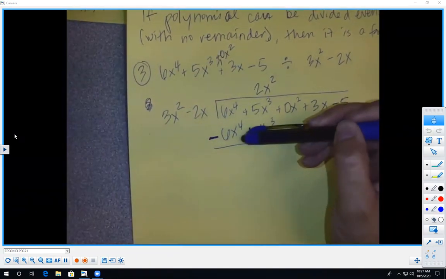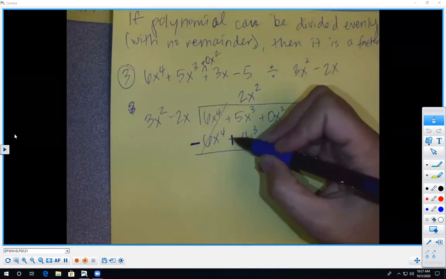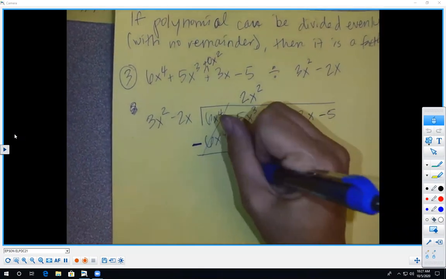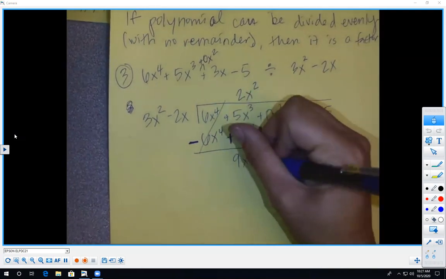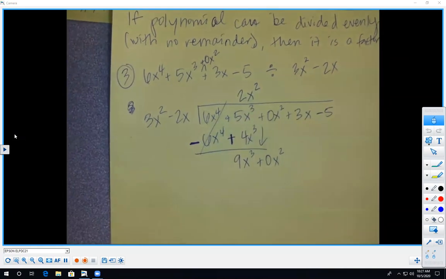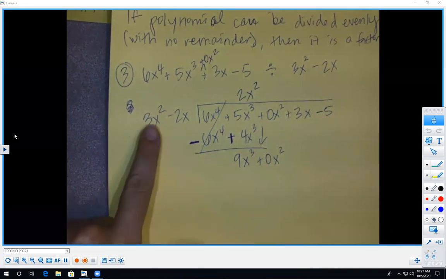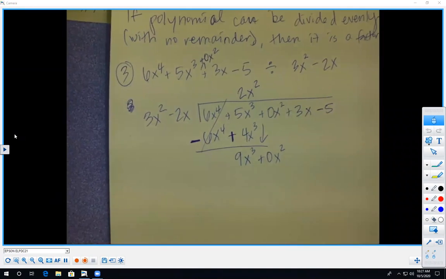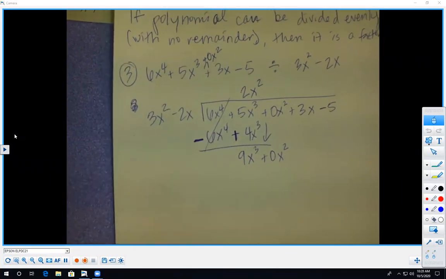6x to the fourth minus 6x to the fourth is 0. It undoes each other. 5x cubed plus 4x cubed is 9x cubed. Bring down your 0x squared. How many times does 3x squared go into 9x cubed? You do that now. Get that number on top and multiply it underneath. Or 3x squared times what equals 9x cubed?